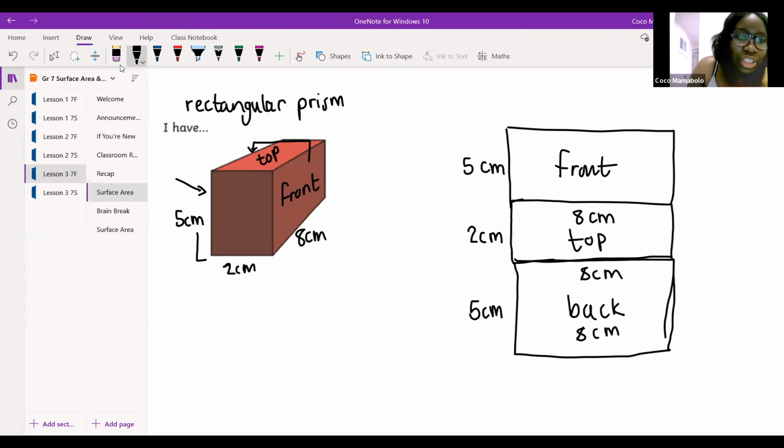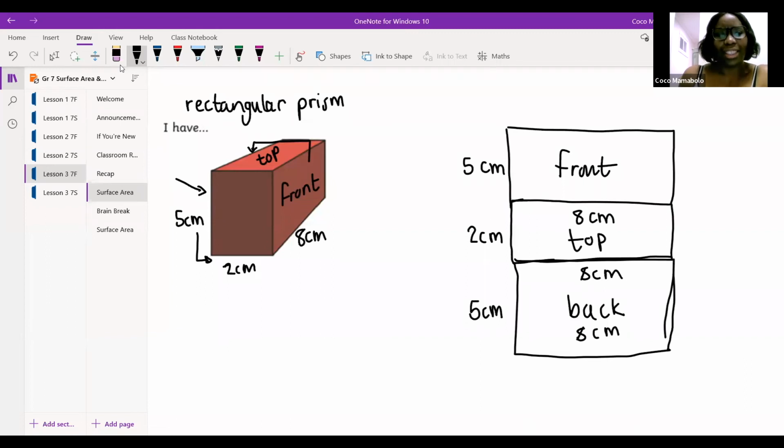I'm going in this direction, guys. Which side am I going to do next? Which side comes next? Let me know in the chat. Be very careful. I did the front, the top, the back. What's going to come next? The bottom. Excellent. And I want you guys to tell me, which side does the bottom look like?